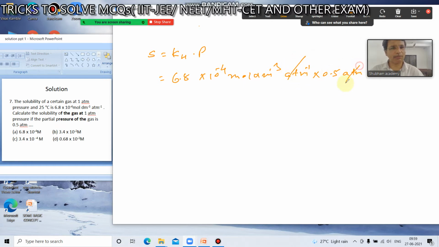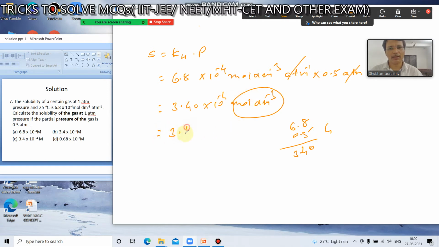So here atmosphere will cancel out, and we have 6.8 and 0.5. So 5 8s are 40, 5 6s are 30, plus this 4 means 34. So after placing the decimal point, our answer will be 3.40 into 10 raised to minus 4 mole per dm cube. This mole per dm cube is nothing but molarity, capital M. This is our answer. So from these options, 3.4 into 10 raised to minus 4 M means C is our correct option.